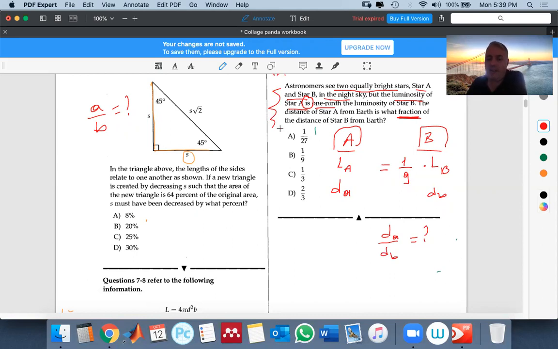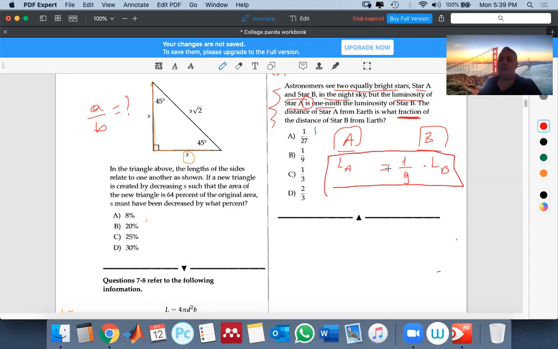If it's clear, I want to continue. In the chat, one minute. Can I repeat? Okay, one more time. Is this okay? LA is equal to 1 over 9 LB? Yes or no? In the chat screen, ask me. Okay. Yes, okay.